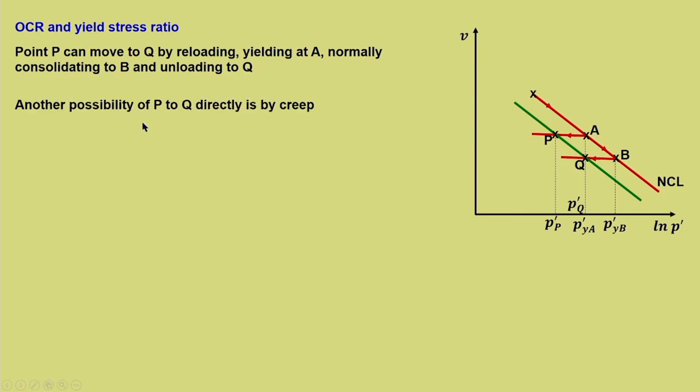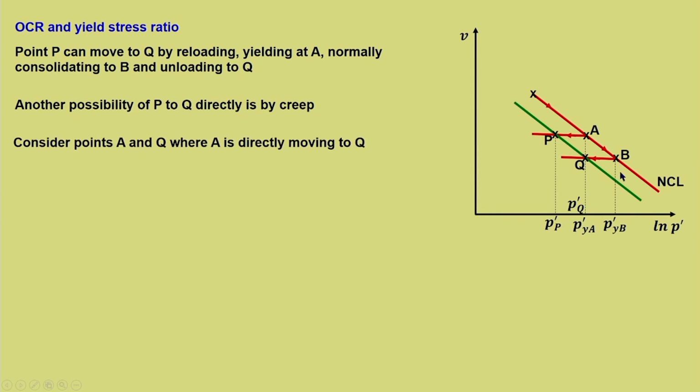But there is another possibility of P moving to Q, and that is by creep. Now, here it is not actually creep because your P dash is changing, but if we consider a point directly below, then it represents creep. So, for understanding that better, let us take the reference points as A and Q. Now, from A to Q, it can move from A to B and B to Q. Now, if it moves directly, that is what is known as creep, that is at constant stress condition.